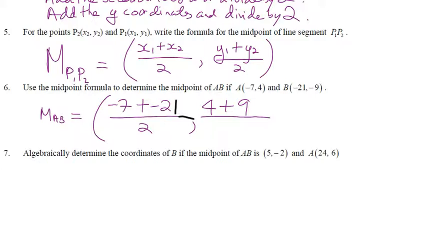Over 2, which is equal to 4 plus -9. And the first one's -28. And? Negative 2.5? Let's go with -5/2.